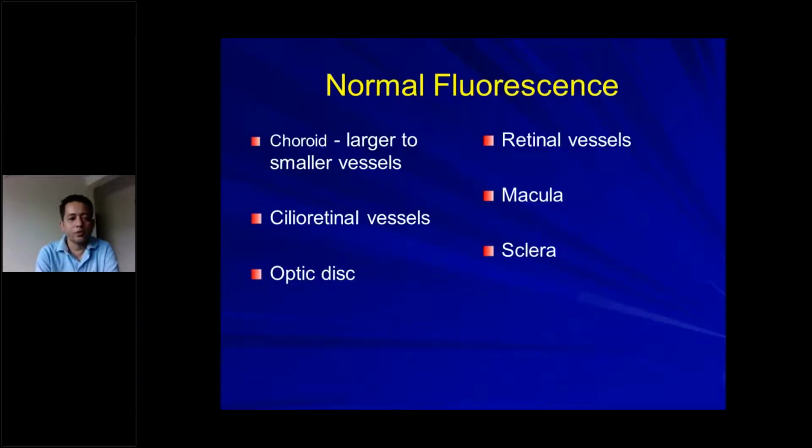So as we talked about normal fluorescein, it starts from the choroid. Roughly in 1/3 of the patients, they will have the cilioretinal vessels, which is a separate vessel supplying the macula. And then at the optic disc, we saw in the late phase, there is pooling of the dye in the periphery, in the margin.